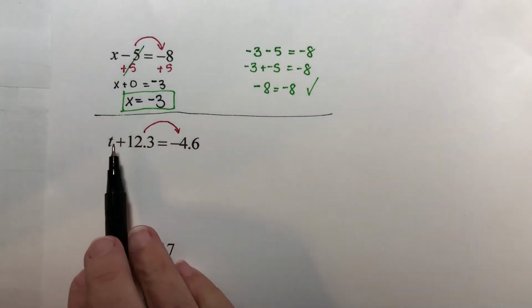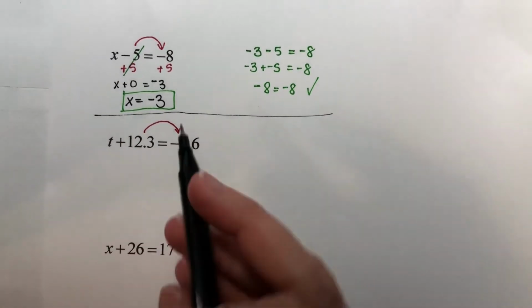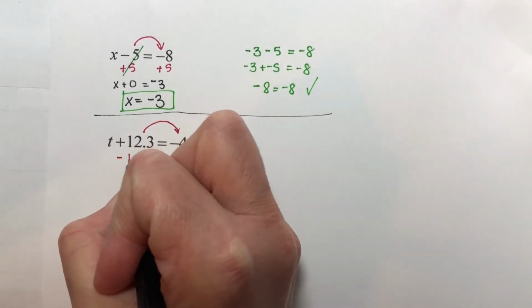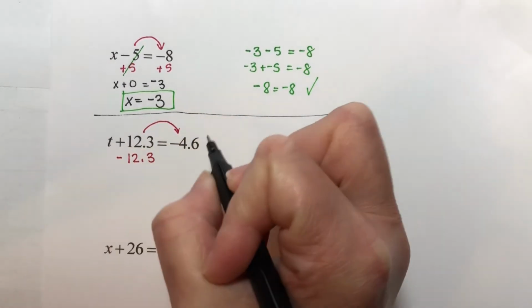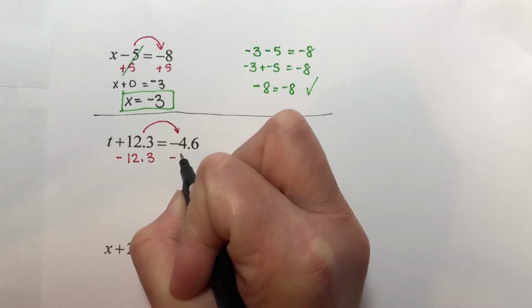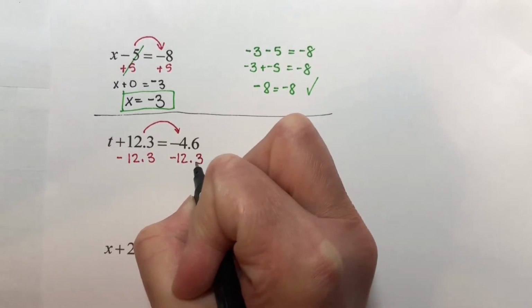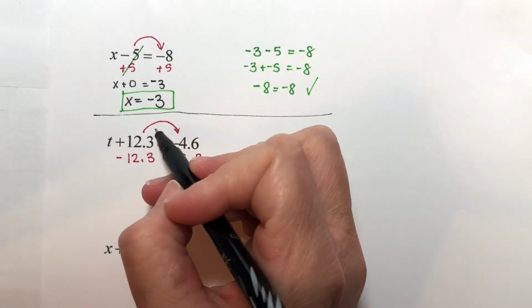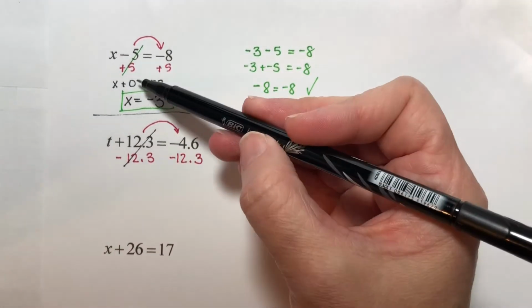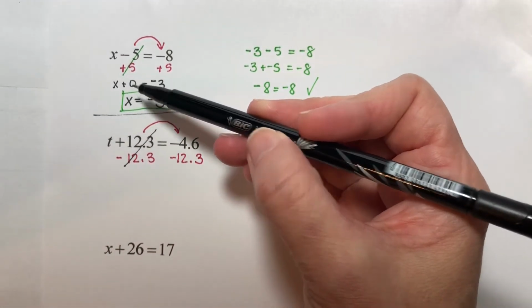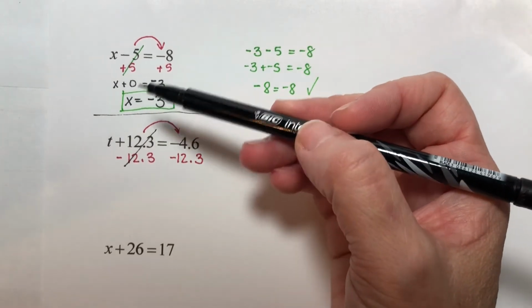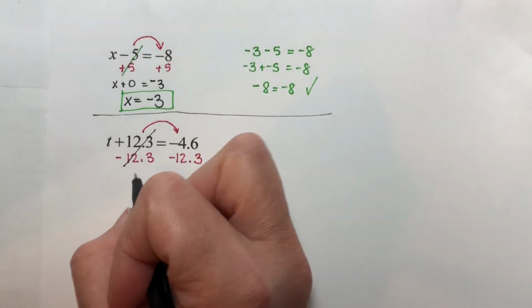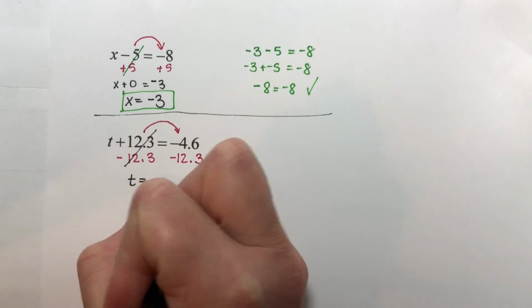This is an addition. Somebody added 12.3. So we want to subtract 12.3. And if I do it to one side, I need to do it to the other. This cancels out. It gives us the 0, just like we had up here. Normally, we're not going to be writing that plus 0. Okay? So I get t equals.